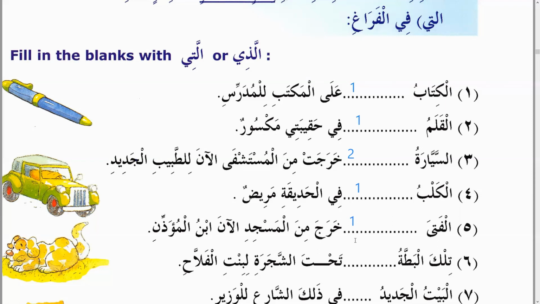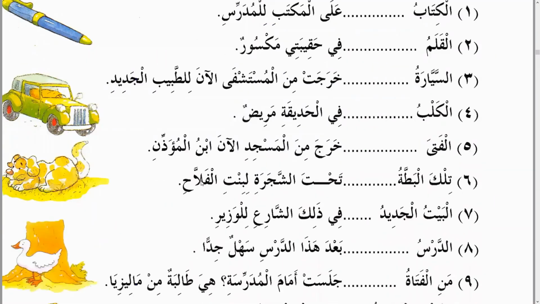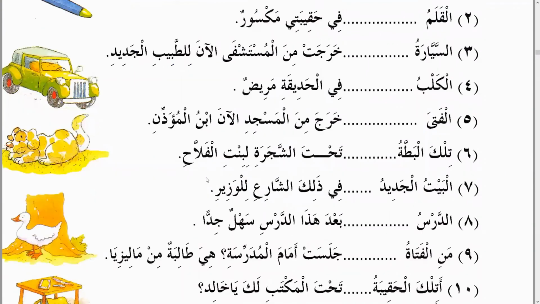Very easy. Tilka al-battatu. That duck which is under the tree, tahta shajarati libint al-fallah. That duck, allati, because duck is feminine, right? Tilka al-battatu allati tahta shajarati libint al-fallah. It belongs to the daughter of the farmer. Fallah is farmer. Daughter of the farmer.